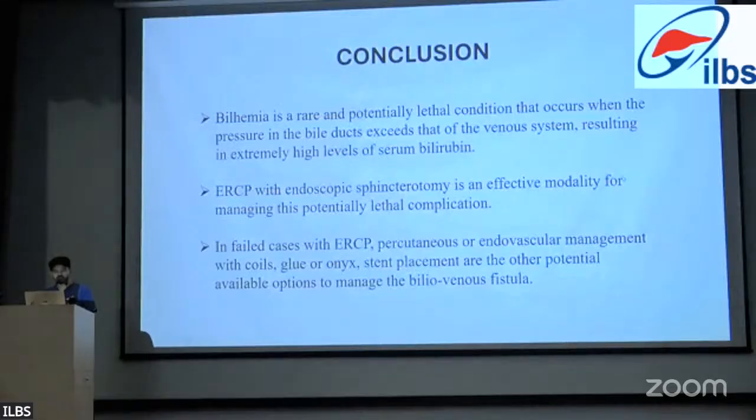To conclude, bilhemia is a rare but potentially lethal condition that occurs when the pressure in the bile ducts exceeds that of the venous system, resulting in extremely high levels of serum bilirubin. ERCP with endoscopic sphincterotomy is an effective modality for managing this potentially lethal complication by decreasing the pressure in the biliary system. However, in cases where ERCP fails, percutaneous or endovascular management with coils, glue, and stent placement are other potentially available options to manage this biliovenous fistula.